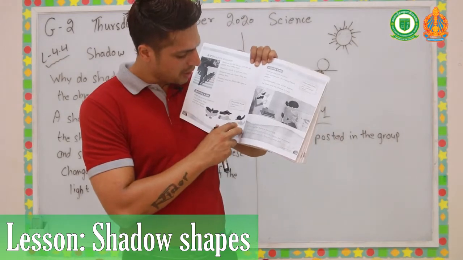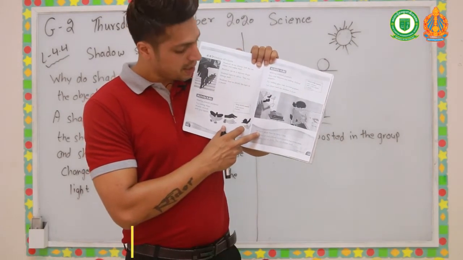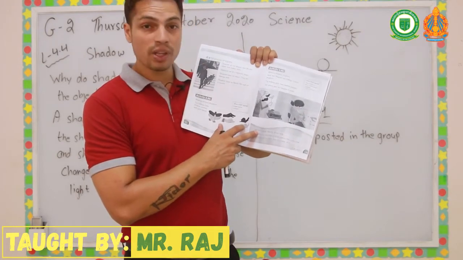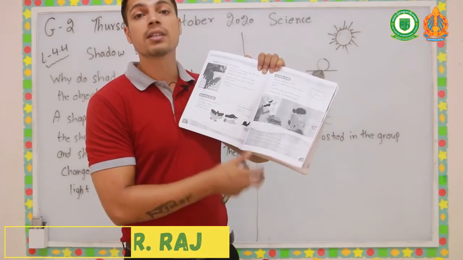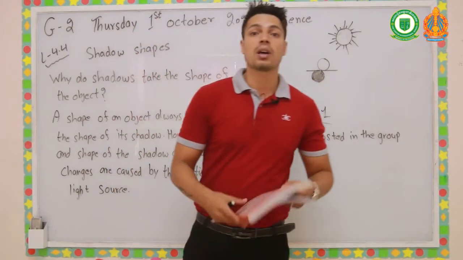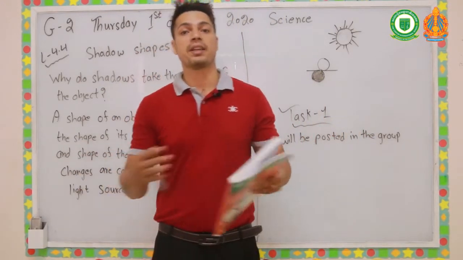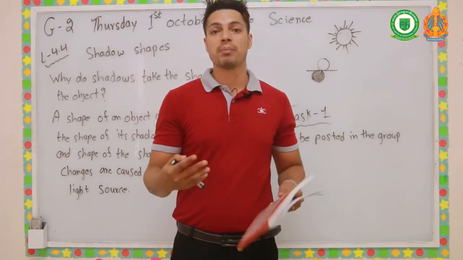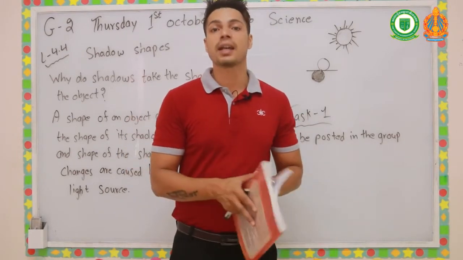Here you can see one more. You can make a shadow with the hand, but it will appear as an animal. That's why shadows do not appear the same as the object, okay? So you can make shadows with your hand, but it will appear as an animal.